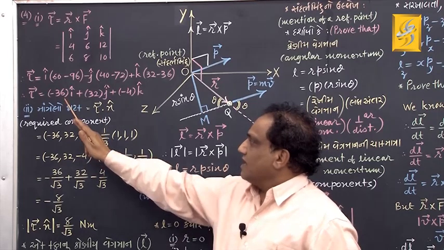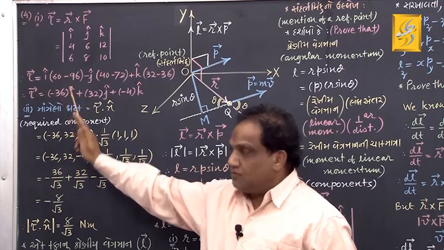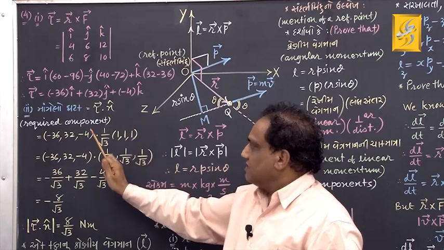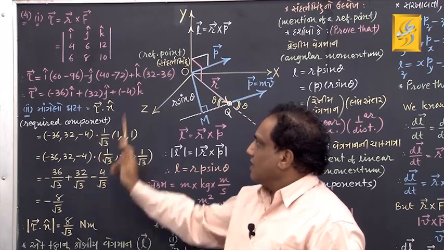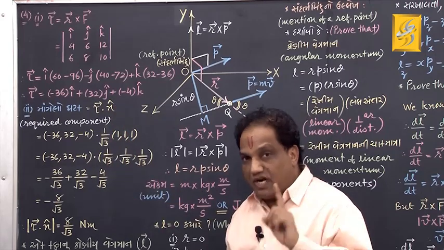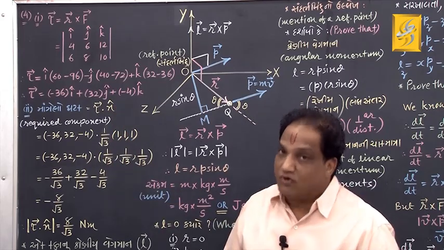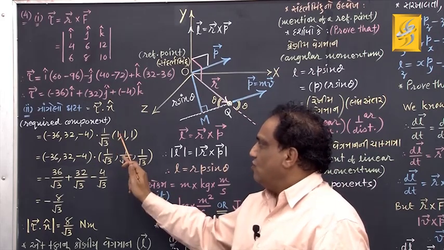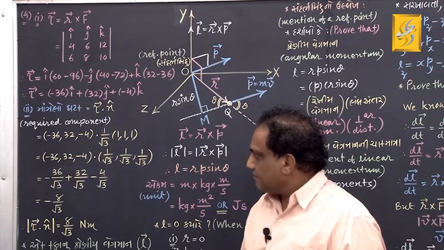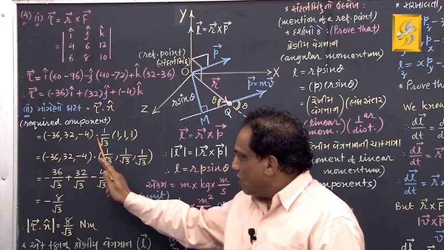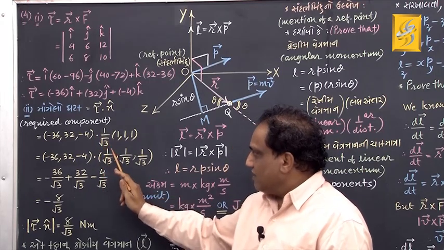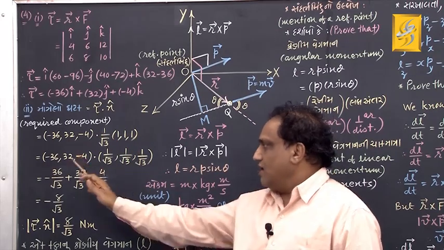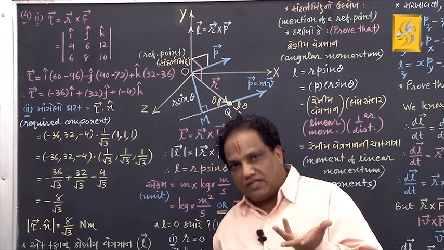Vector tau, and its 3 components you can write now. This is the x component minus 36, y component 32, minus 4 is the z component, dot n hat, which is the unit vector chosen along the axis of rotation, and that unit vector is given in the statement: 1 upon root 3 into (1, 1, 1). Now this part as it is, dot, just multiply inside. So 1 upon root 3, 1 upon root 3, 1 upon root 3, fine. And now take the dot product.